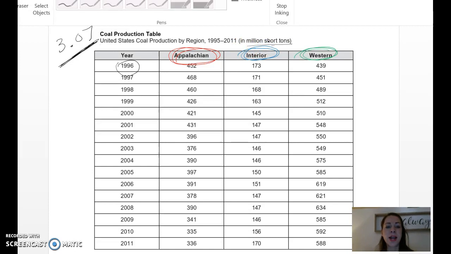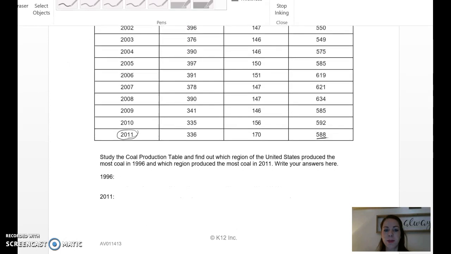In 1996, for example, Appalachian produced 452 million short tons of coal. Let's head down to 2011. In 2011, let's go to Western. Western produced 586 million short tons of coal. So again, this is broken down by year and then also by region. So let's take a look at the questions.